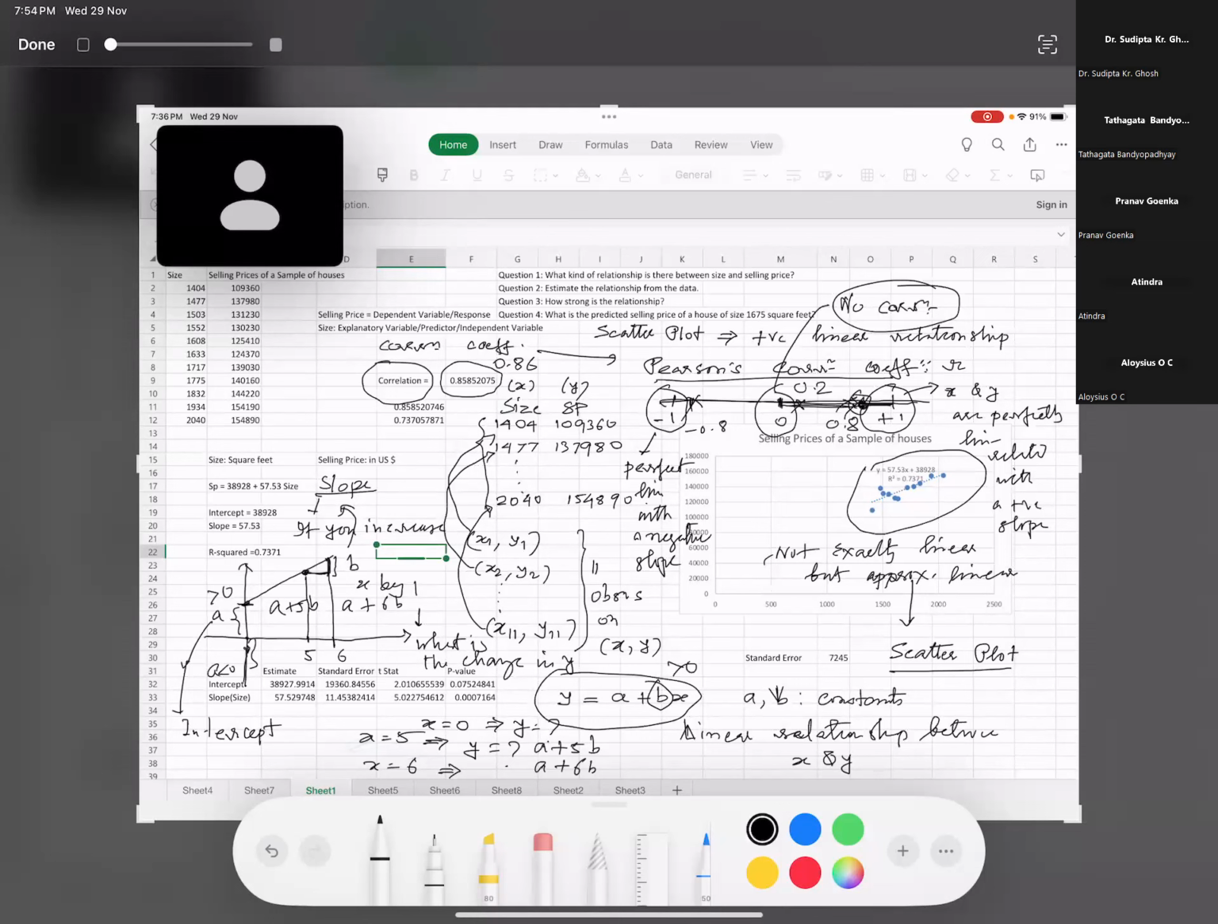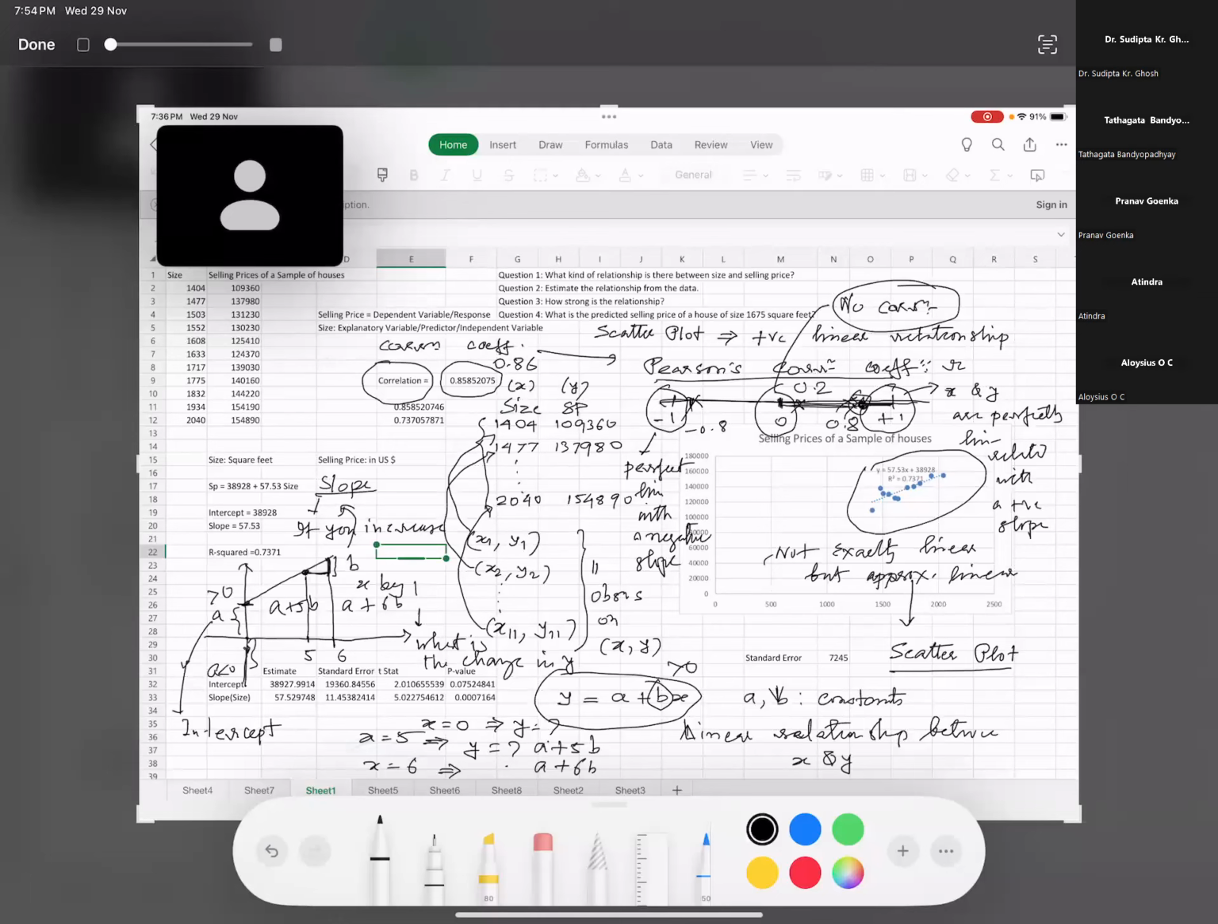On the other hand, suppose you calculate the correlation coefficient from this data, and you find it is not 0.86 but 0.26, then the correlation is really bad. From size, you can get a prediction, but that prediction would be very inaccurate. So the correlation coefficient tells you how strong the relationship between X and Y is. That is question 3: how strong is the relationship? I am answering by computing the correlation coefficient.